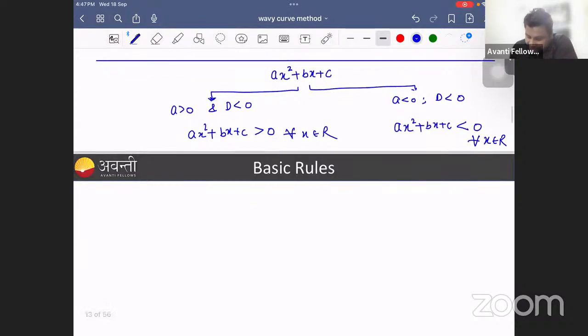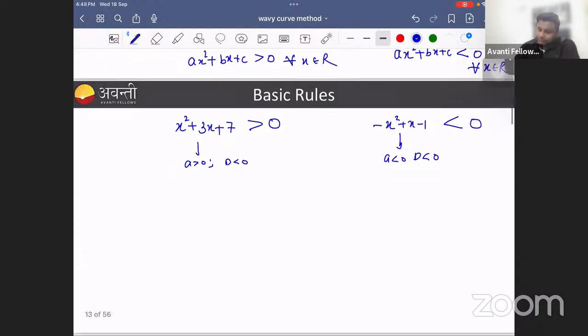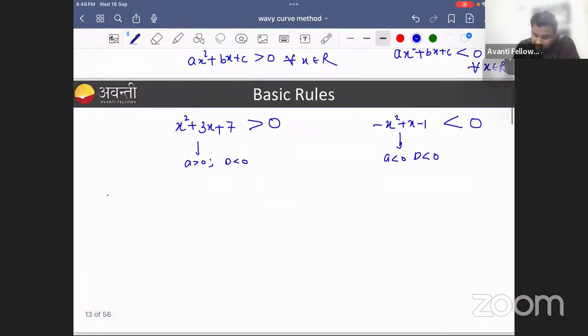Now take an example like x square plus 3x plus 7. Its a is positive, its d is negative. So this will always be positive. If I have minus x square plus x minus 1, you see its a is negative, its d is negative. So this will be always negative for every x belongs to R. Got it?